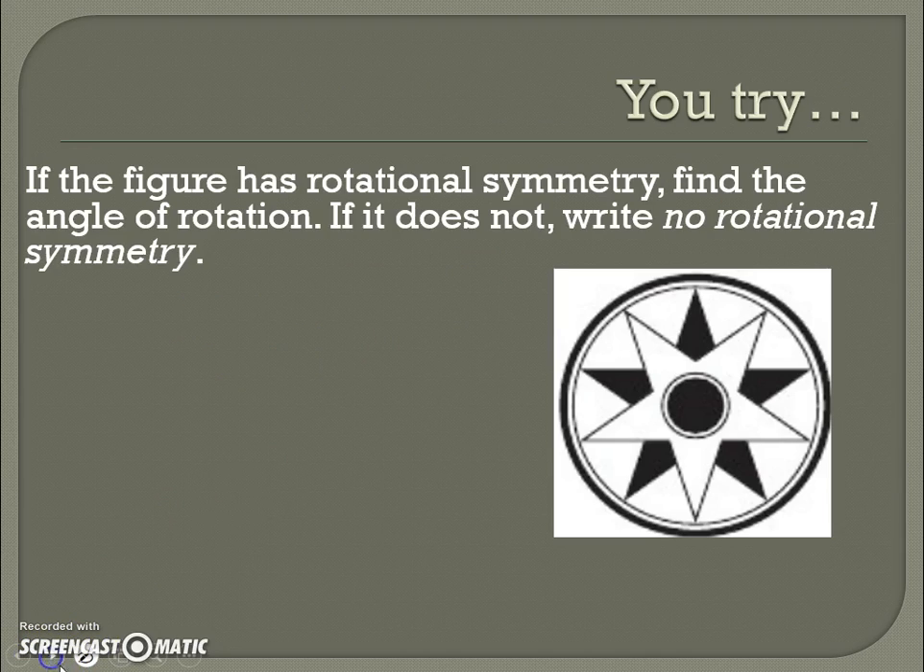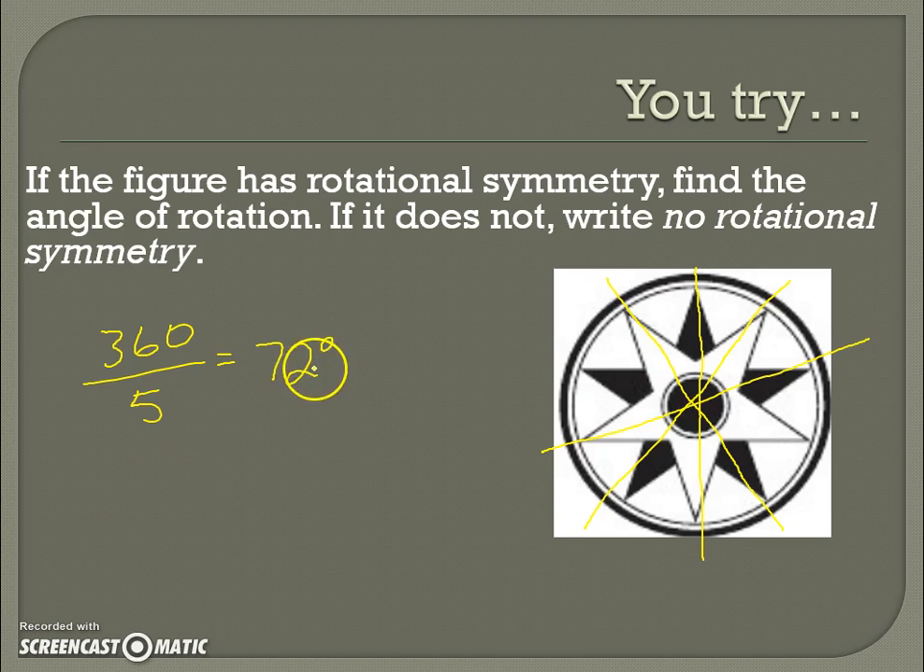Here's one for you to try. The answer will be up in 3, 2, 1. All right, here is what I got. So this one has 5 rotational symmetries where I could spin this to the left and it would look exactly the same. So that's also 72, like our other example.